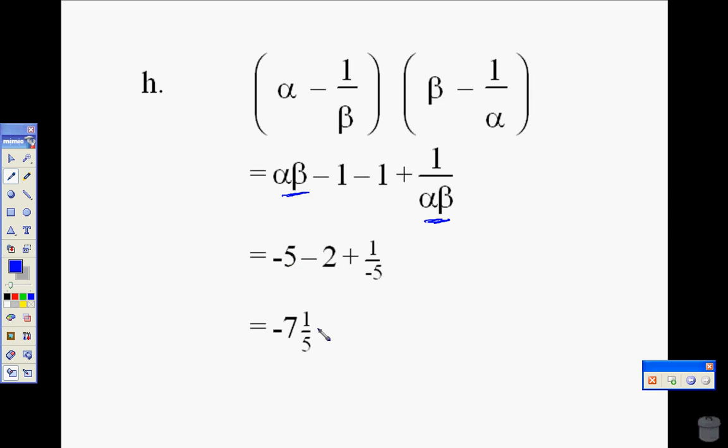Notice with every question, it comes down to alpha times beta and alpha plus beta, because that's what we've got values for, and that's what you've got to try and find every time.